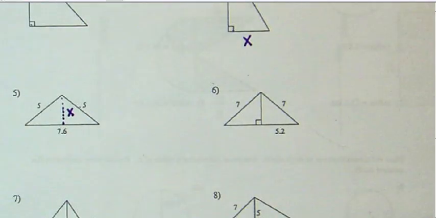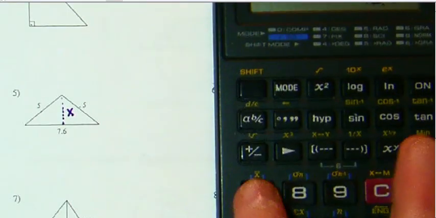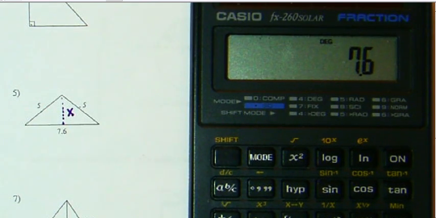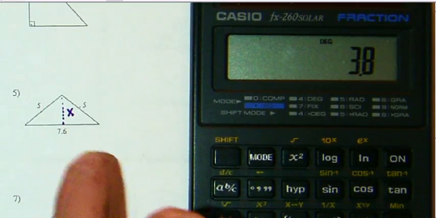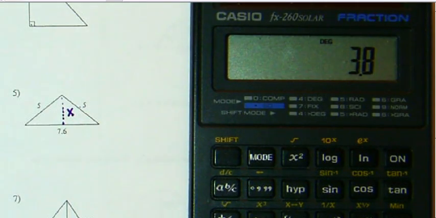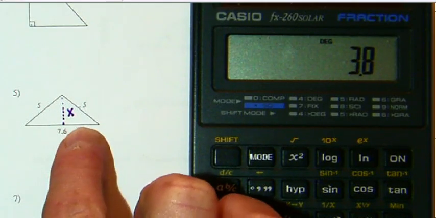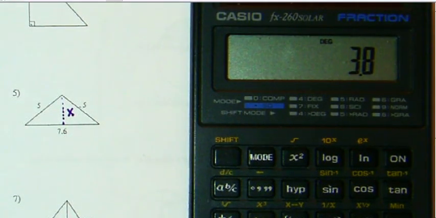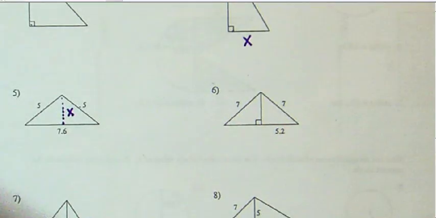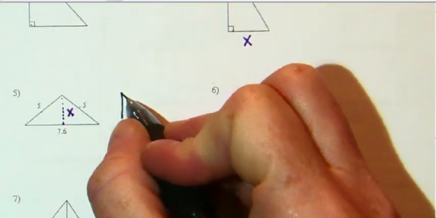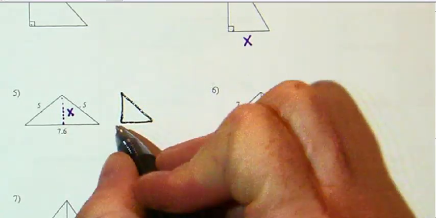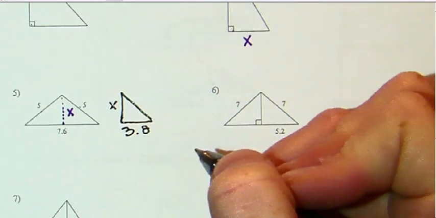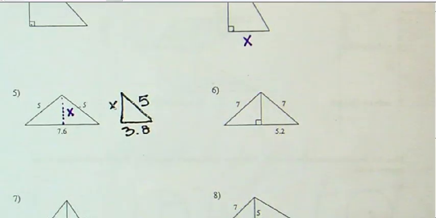to find our missing side length. So I'm going to take 7.6, and I'm going to split that in 2. I'm going to divide it by 2, and that tells me if I cut just this triangle here in half, this base is only 3.8. So let's draw that new triangle over to the side, and we have 3.8 for the base, x for the height, and 5 for the hypotenuse.